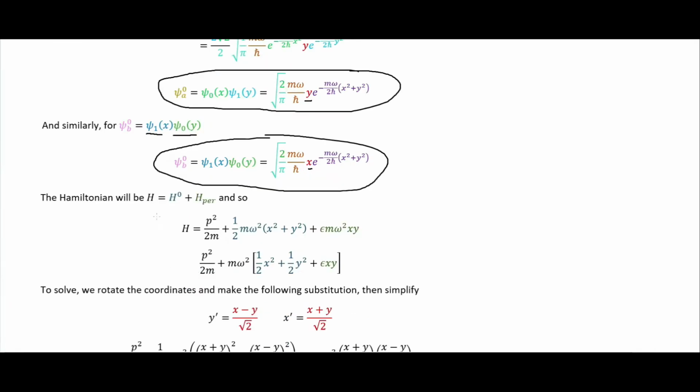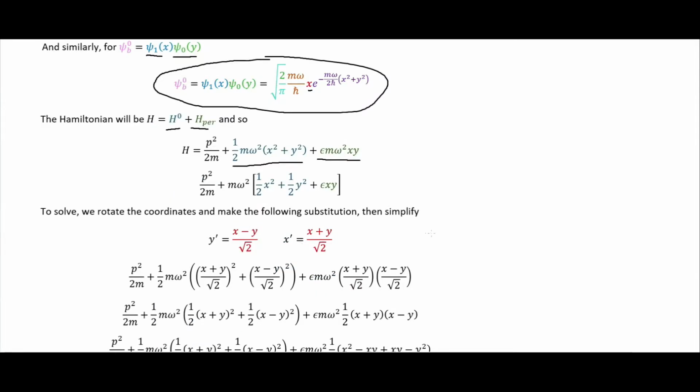And the difference to note is that we have a y here and an x here. And so our Hamiltonian is the sum of the ideal Hamiltonian plus our perturbed Hamiltonian, where this part right here is our ideal Hamiltonian, and this part here is our perturbed Hamiltonian. So we factor out this m omega squared.